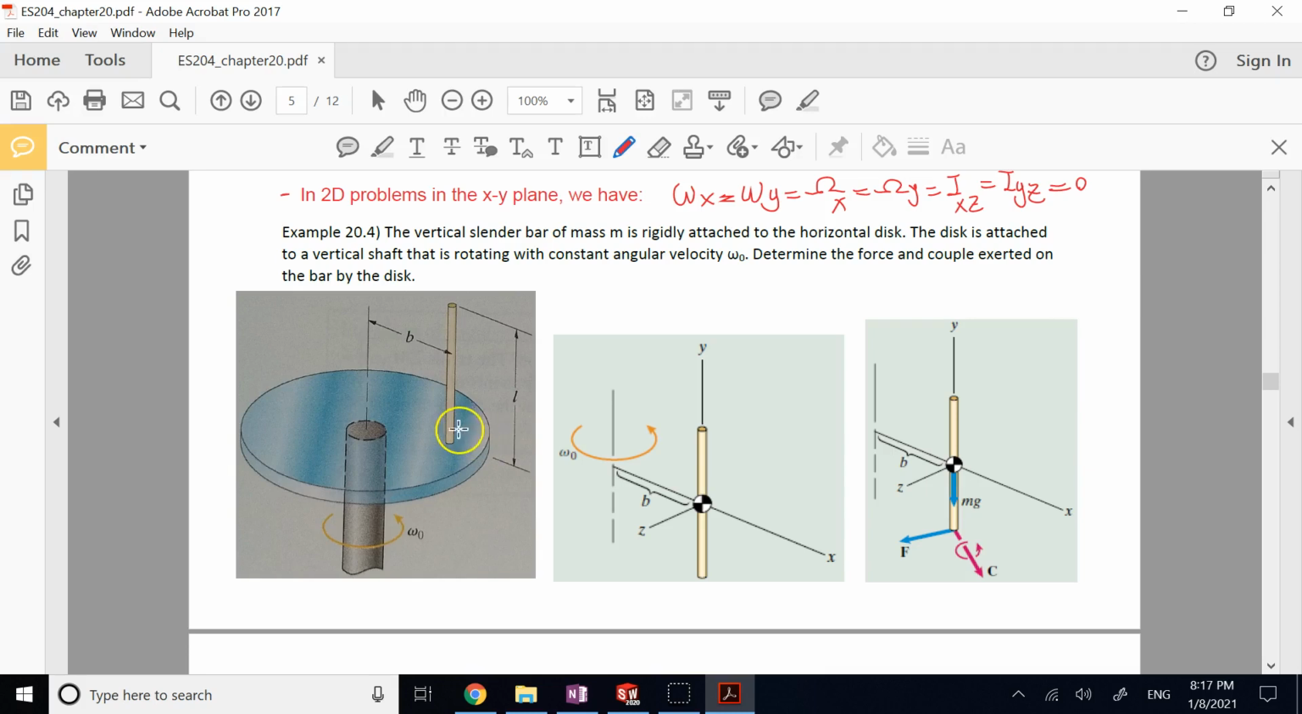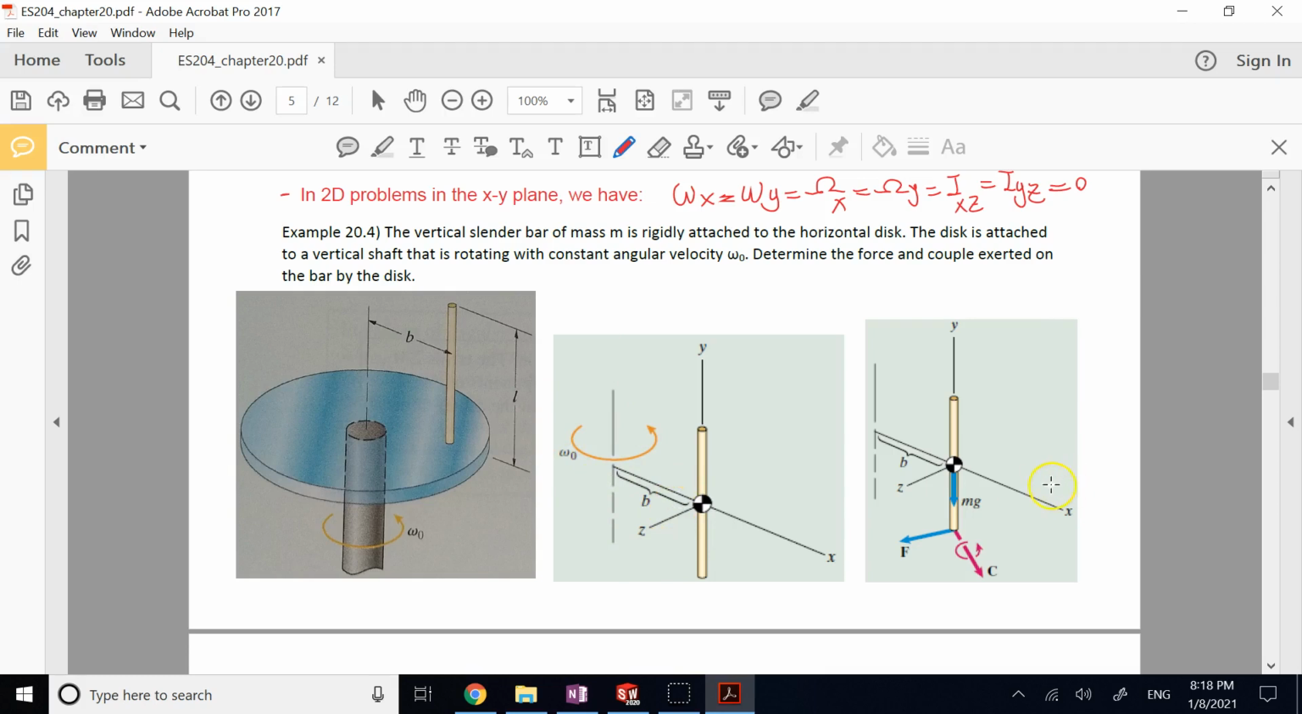So you want to know, for example, if you need to keep this in place by glue or a bolt or whatever, what is the resultant force and what is the resultant moment that you need here to keep it in place while rotating. Based on that, you can choose the appropriate glue, bolts, rivets, or whatever method of connection. This is the centroid of the slender bar, which is L over 2 units above the disk and b units off center. It is rotating with angular velocity omega naught about this axis.